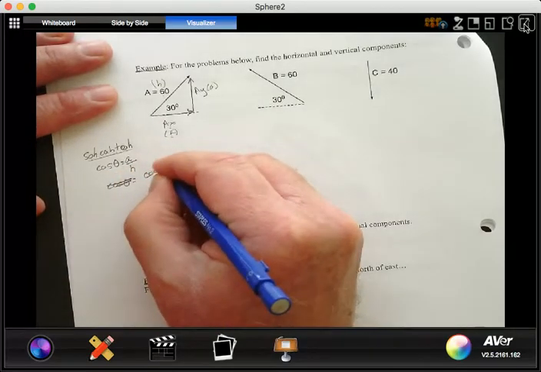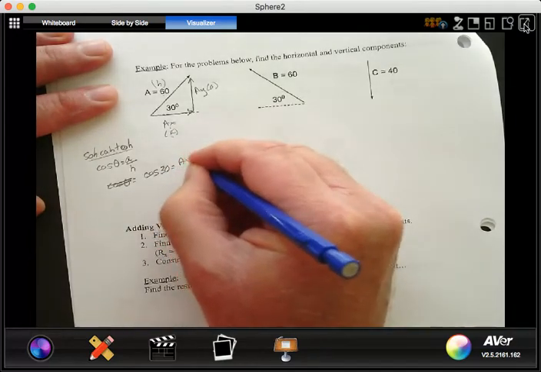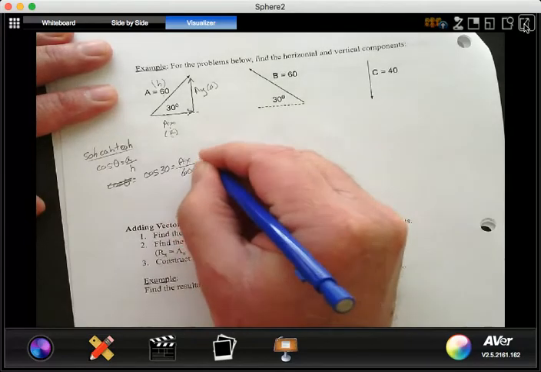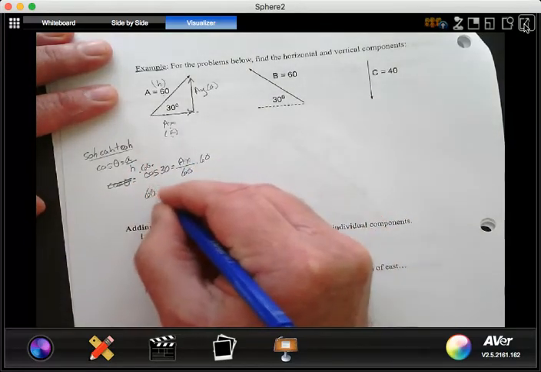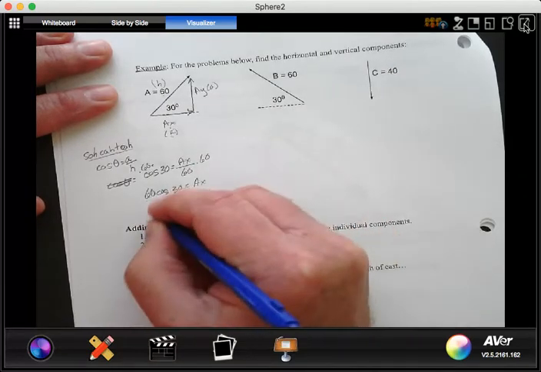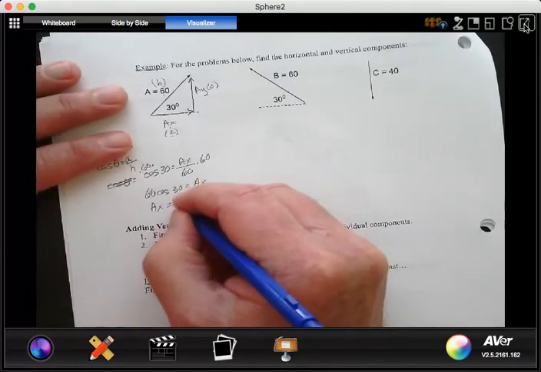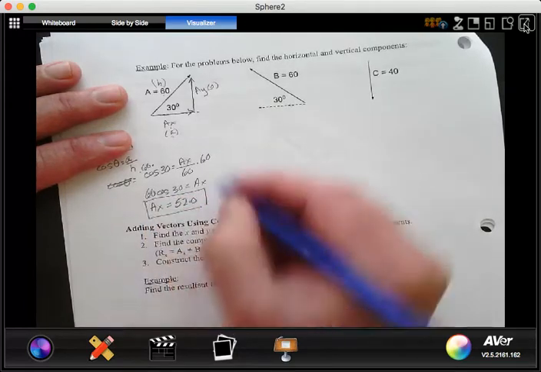So cosine of 30 is equal to, the adjacent side is AX, and the hypotenuse is 60. Multiply both sides by 60, and I get 60 cos 30 is equal to AX. When I plug that in my calculator, I get AX is equal to 52.0. So there's AX.